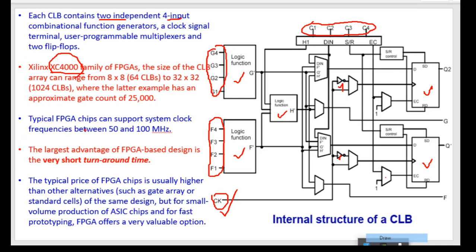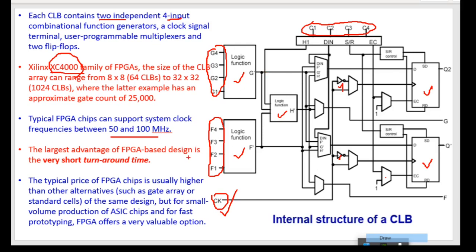The typical FPGA chips can support system clock frequencies between 50 and 100 megahertz. You can have a circuit running at these speeds. Now we have, I think, more advanced FPGA chips that can support even higher clock speeds.